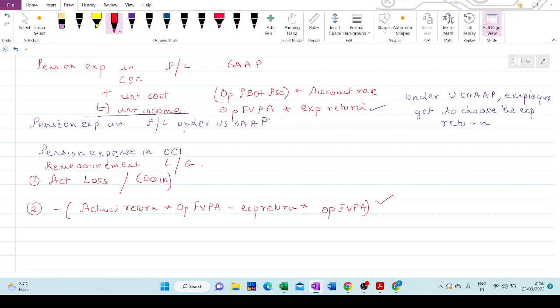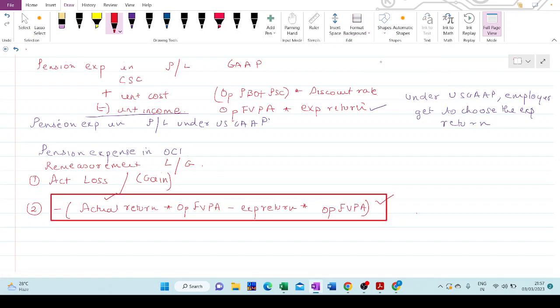And the third thing that it will ensure is the actual return, which is an unrealized gain, is reported in the OCI. And this is what OCI is meant for. This is the reason why OCI is created. The purpose of creating the OCI is to report any unrealized gains and losses. So by passing this particular entry through OCI, we are achieving a number of things.